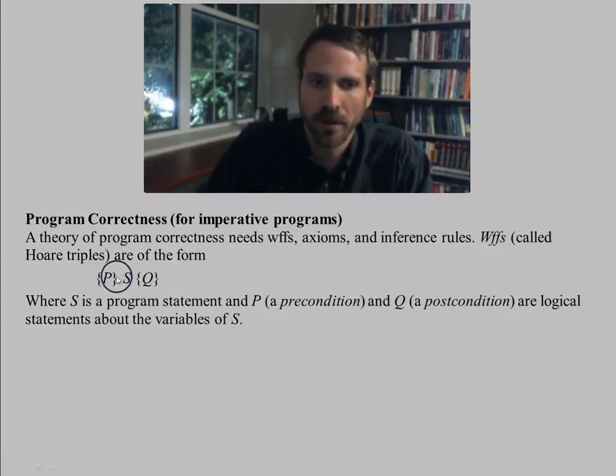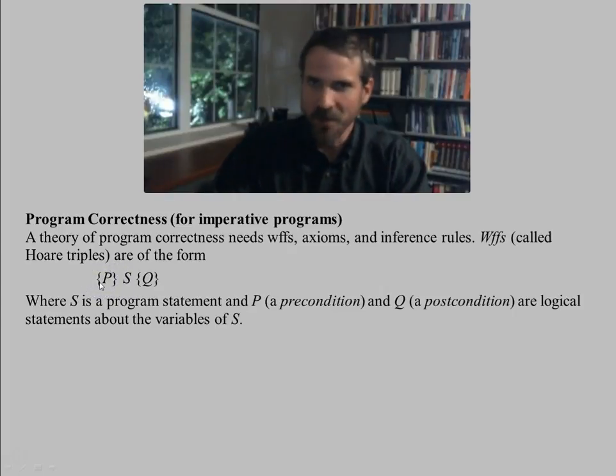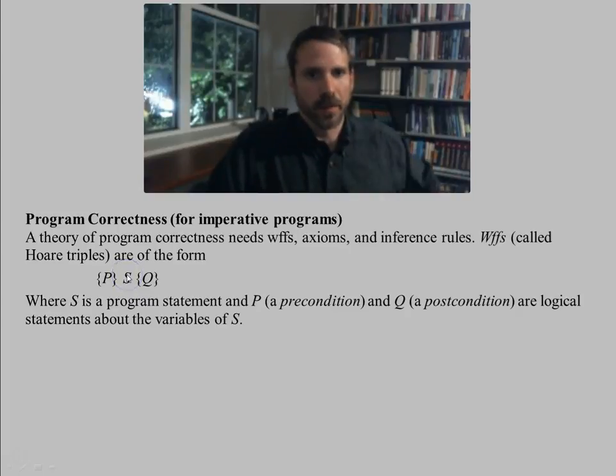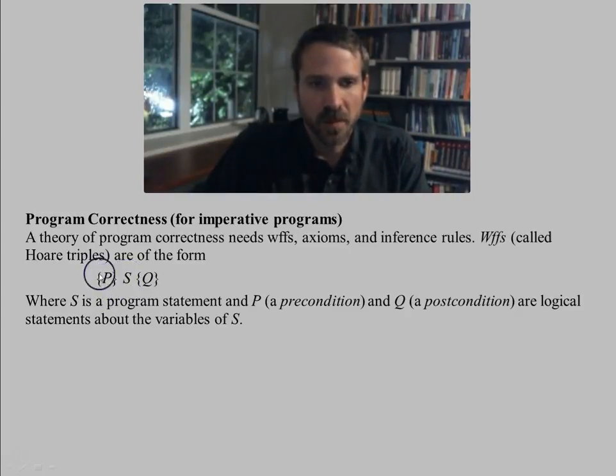This is going to be the form of the formulas in the framework that we're going to use to logically say things about programs. The way you interpret this is by saying that this P here is the state of the system before our program runs, S is our program, and then Q is the state of the system after our program has completed.